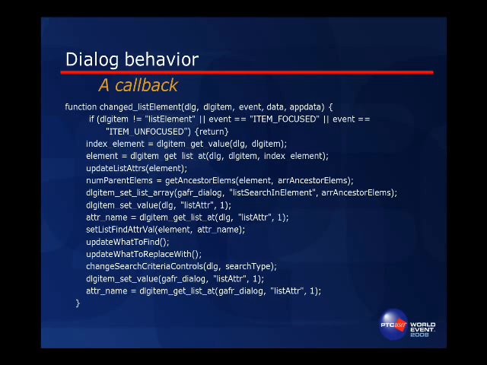A dialog item callback by nature has 1, 2, 3, 4, 5 arguments. The first argument is always going to be the handle to the dialog that the control is in. The second is going to be the actual control in the dialog. The event, the third, is handed to you by Arbortext, which is really nice.